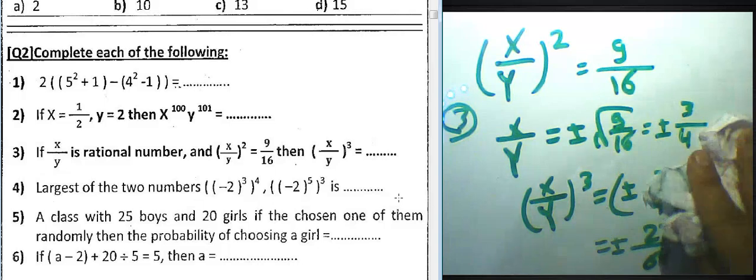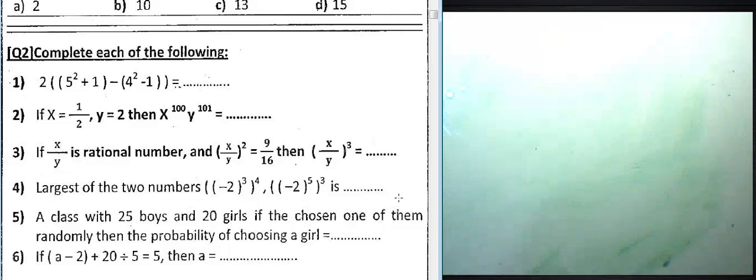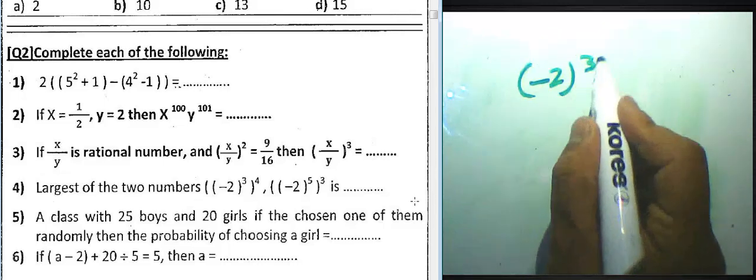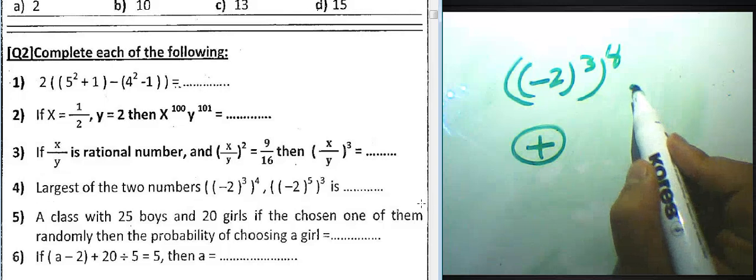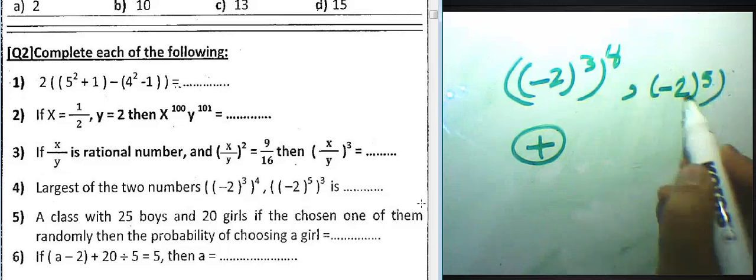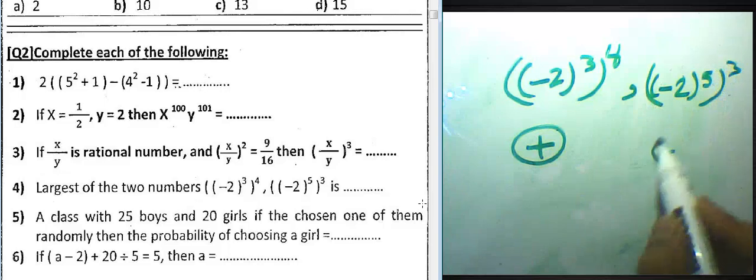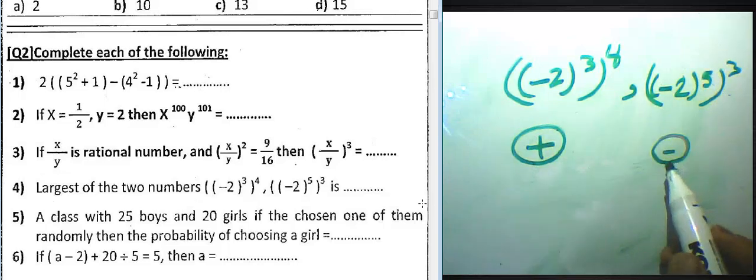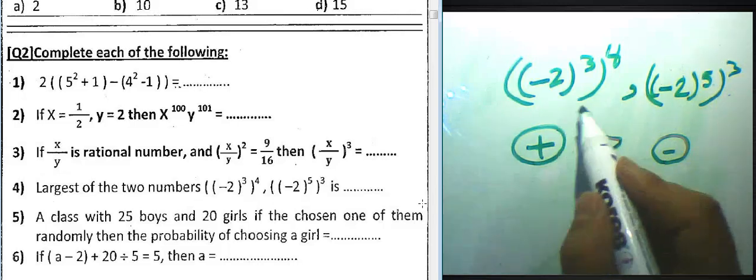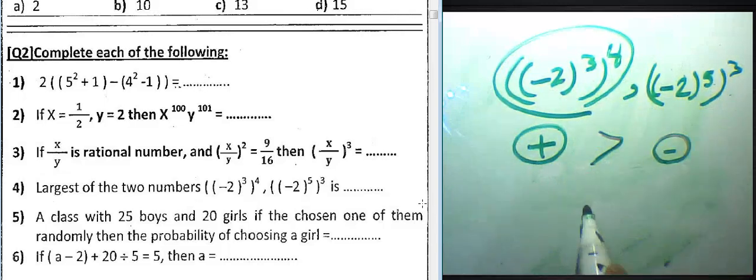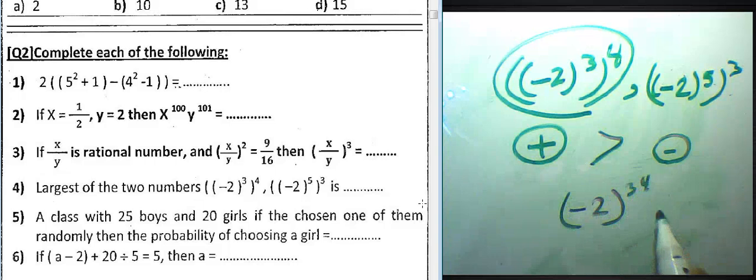Question number 4, the largest of two numbers. Which is largest? It will be the one with the positive sign, because positive is greater than negative. In this example, negative 2 power 3, all power 4, the result will be positive. But in this example, negative 2 power 5, all power 3, the result will be negative. And we know positive is greater than negative, so the largest will be negative 2 power 3 all power 4.